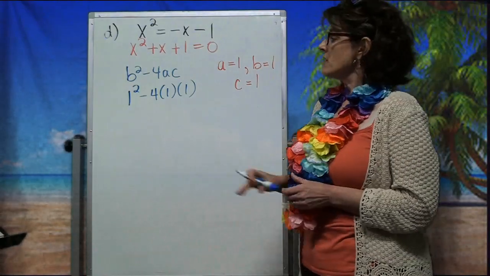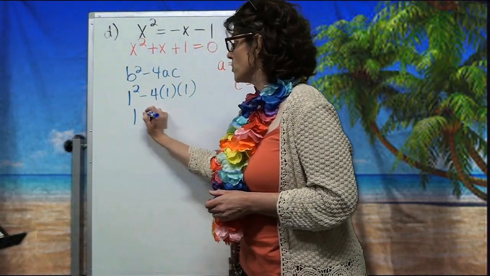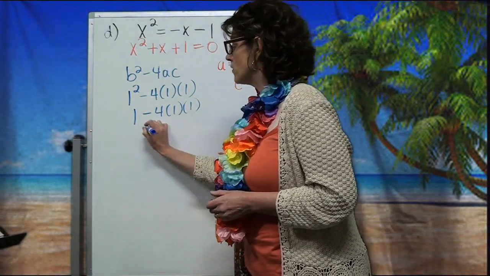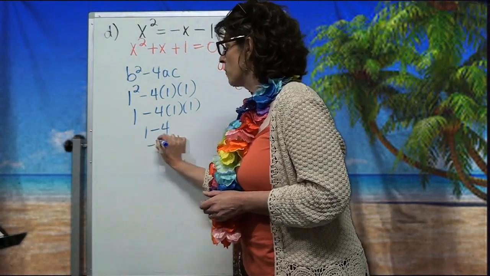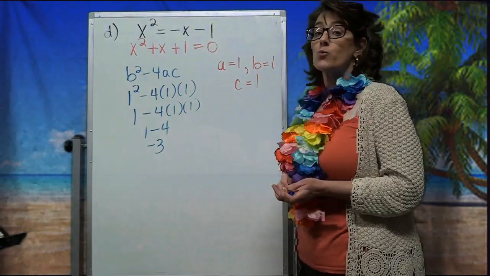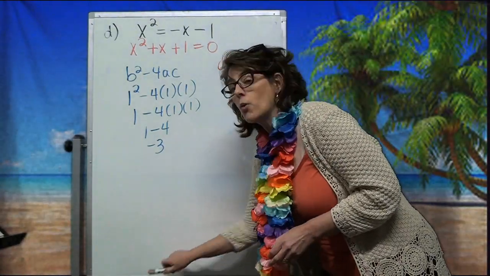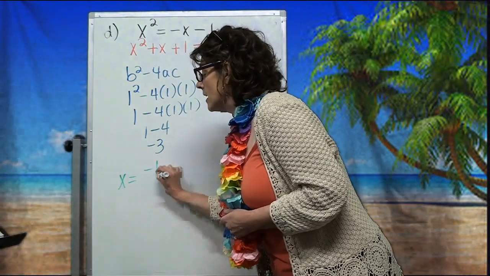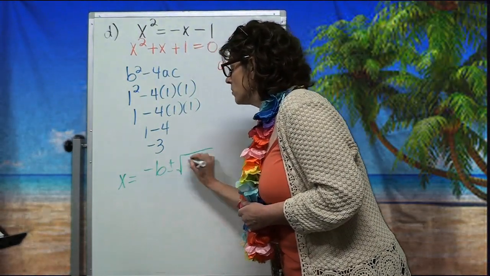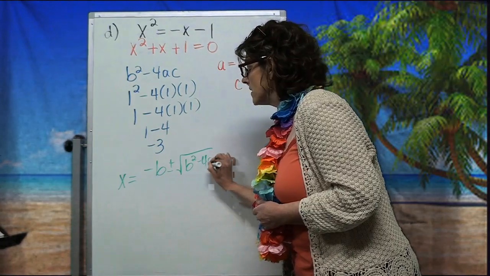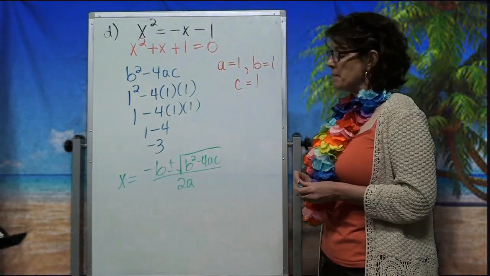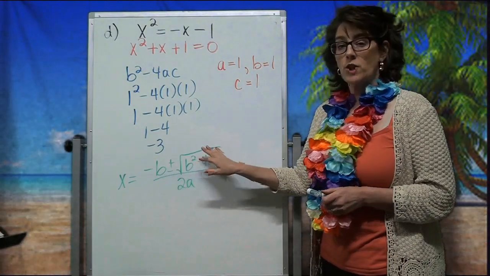Order of operations says let's do these exponents first. 1 squared is 1. And at this point I'm going to do that multiplication. 4 times 1 times 1 is 4. And 1 minus 4 is a negative 3. Remember, this is what's going to go underneath the radical in that quadratic formula. My negative b plus or minus square root b squared minus 4ac all over 2a. Hey, quadratic formula. But this is what goes underneath that radical.